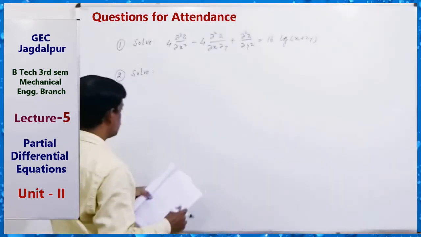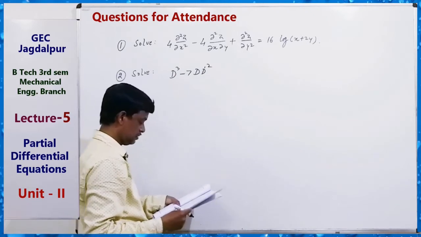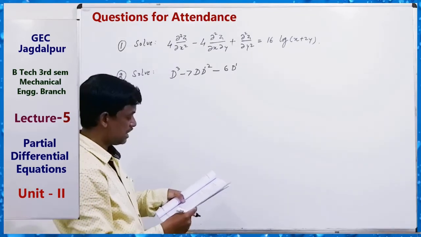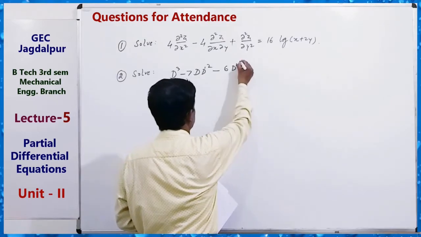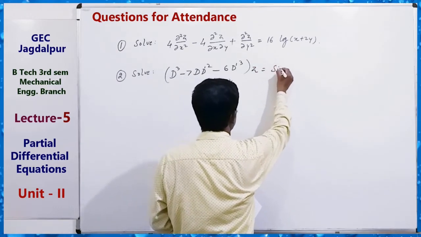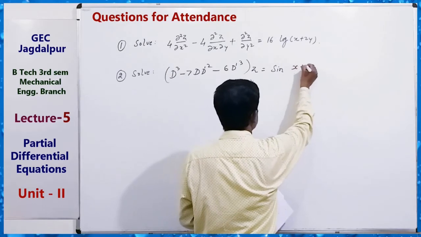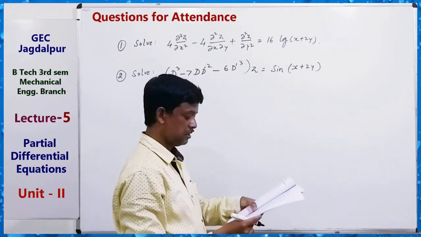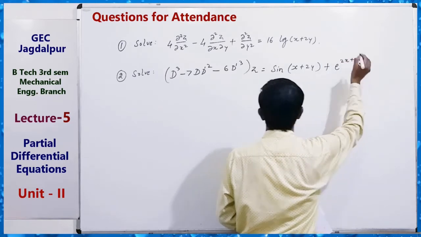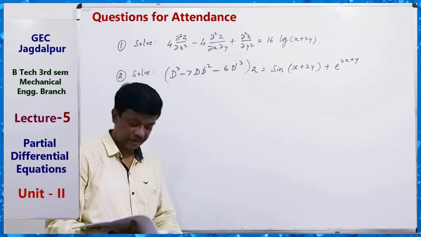Second question: solve D cube minus 7 D D' square minus 6 D' cube, z equals to sin(x plus 2y) plus e to the power (2x plus y). Okay, second question. First of all, note down all the questions. Then I will give a hint for all these questions.